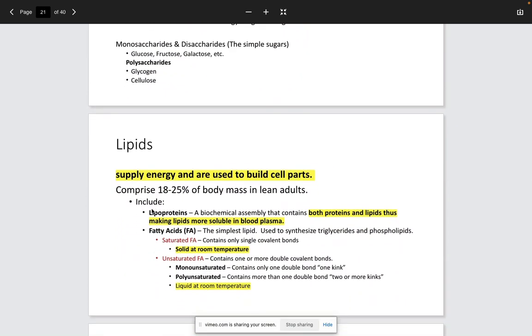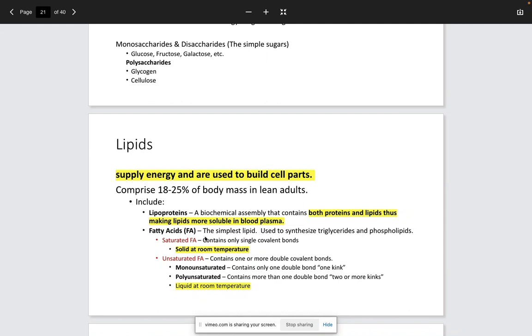So lipids are going to primarily be used for energy supply as well as building cell parts. Lipids are made of different molecules such as lipoproteins and fatty acids. Lipoproteins are going to be exactly like the name says. This is going to be both a protein and a lipid portion. There's going to be many lipoproteins present within the blood plasma.